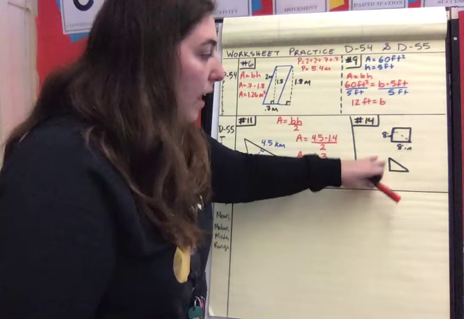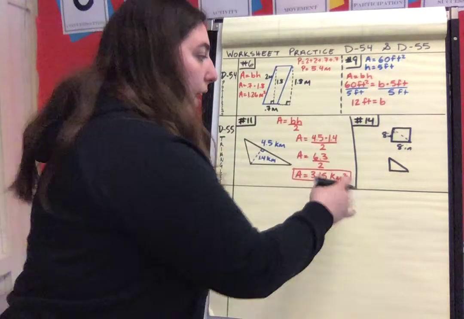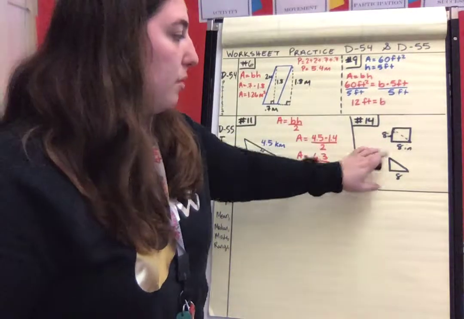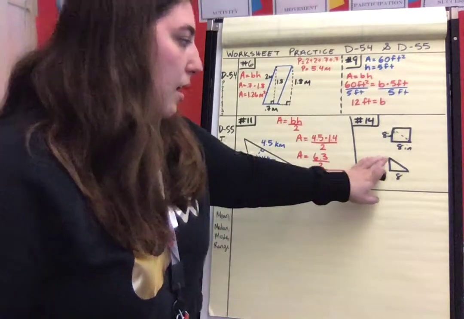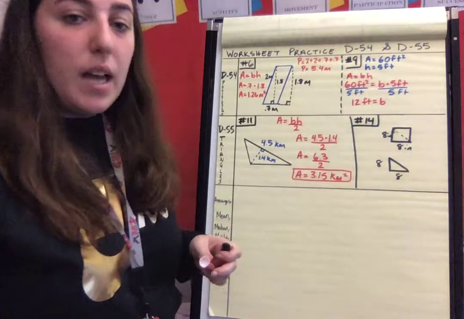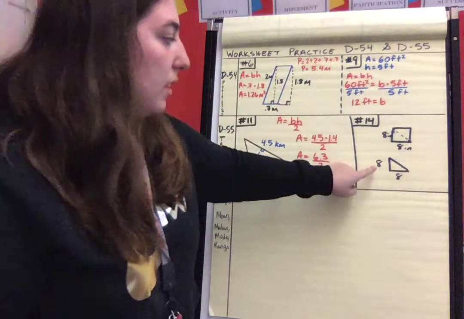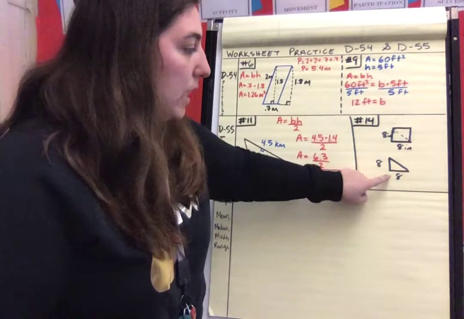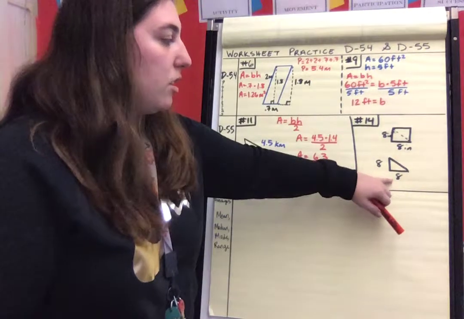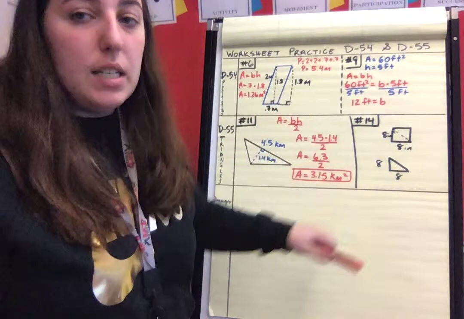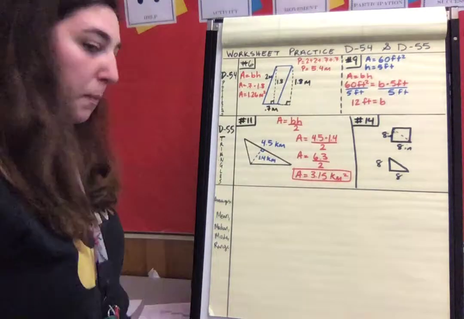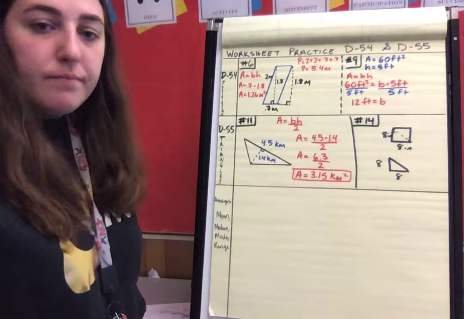Since I folded it over and it looks like a triangle, I still need to remember that all the sides are still 8 inches. 8 inches up here, 8 inches down here. I don't know the length of the diagonal, but that doesn't matter to me because I'm really only looking for the height times the base and then divide by 2 for my area. So here's my height, here's my base. I'm going to multiply those, 8 times 8, and then divide it by 2 to find my area. That's how you do number 14.